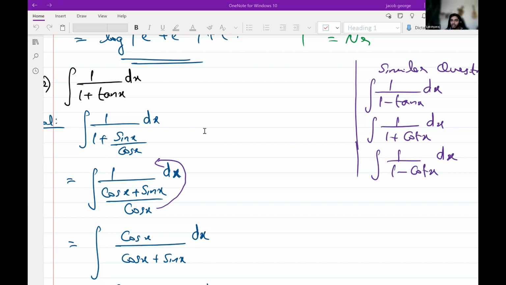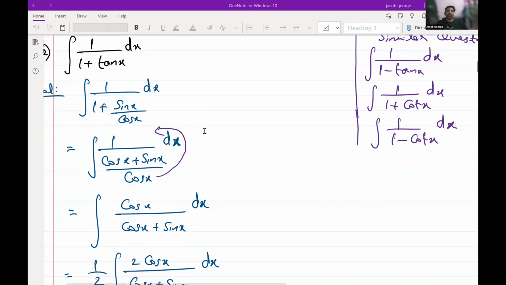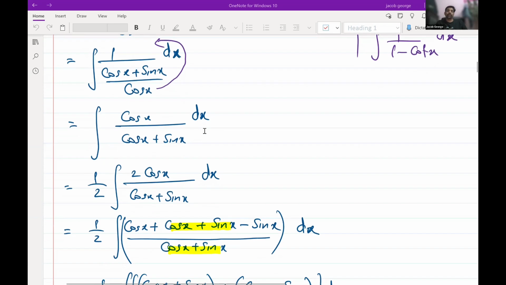If it is cos x cot x, that is cos x by sin x. Then we take the LCM, and we have to take cos x in the numerator. Then there is an important mathematical step: multiply by 2 and divide by 2, because we have to get 2 cos x in the numerator.